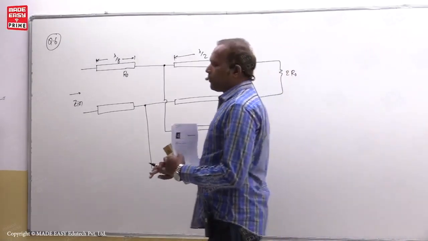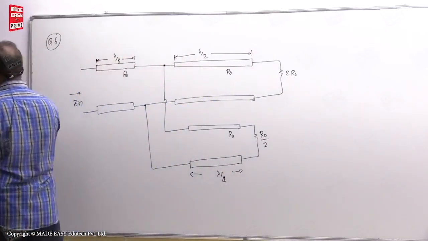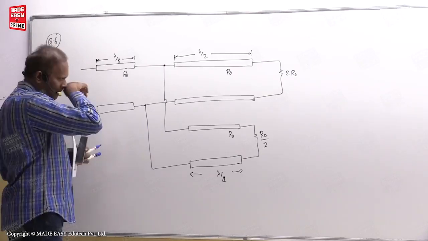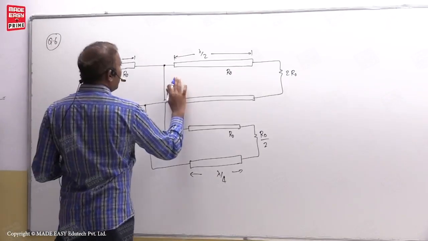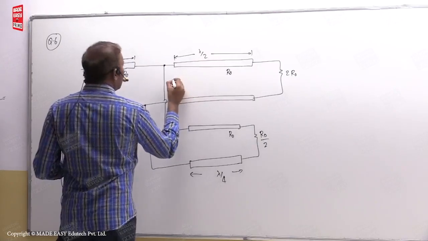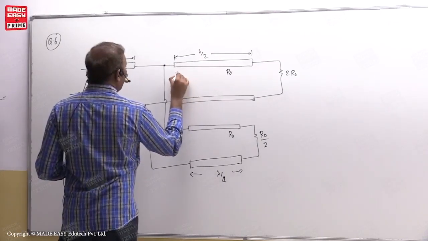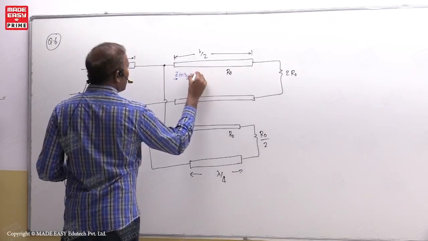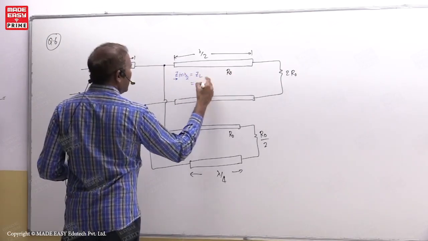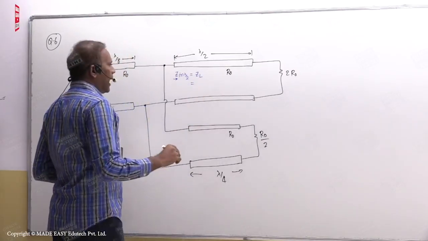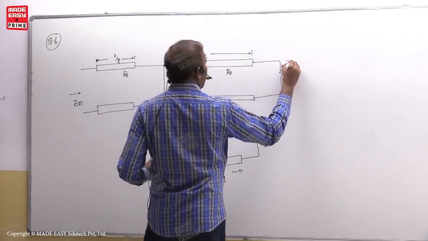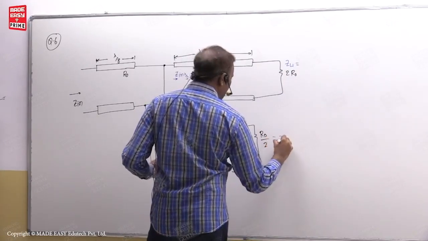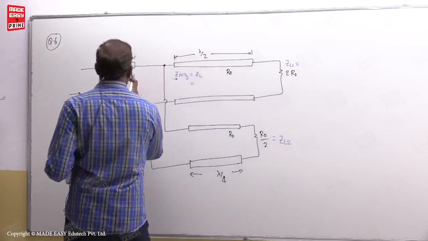Can you tell me what is the input impedance of a lambda by 2 section? This is the input impedance of the lambda by 2 line. Now the input impedance of the lambda by 2 line is equal to the load impedance, ZL of this one. So I can call this ZL1 and this ZL2 and this ZL3.